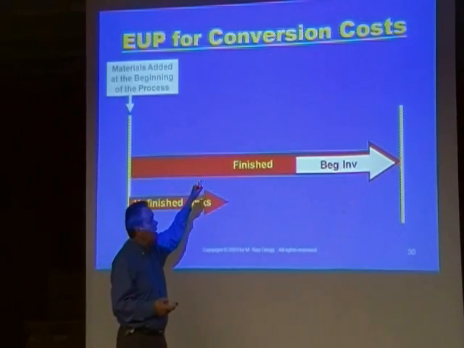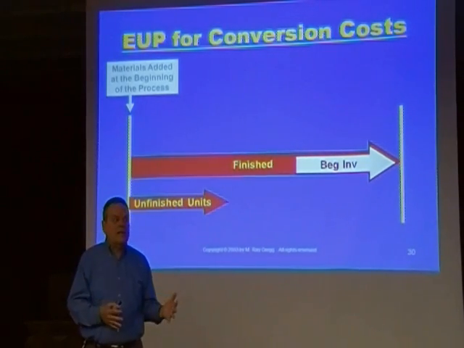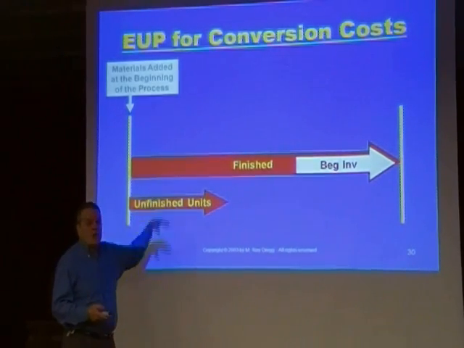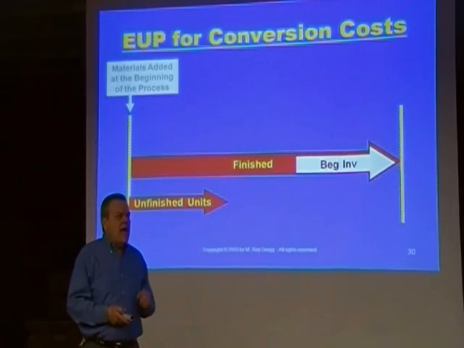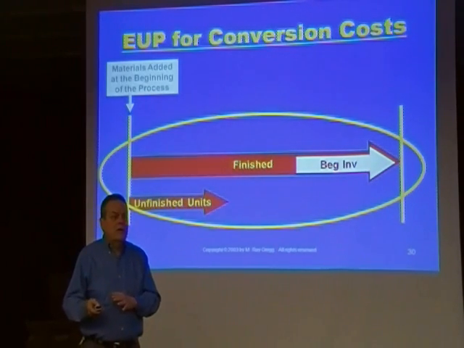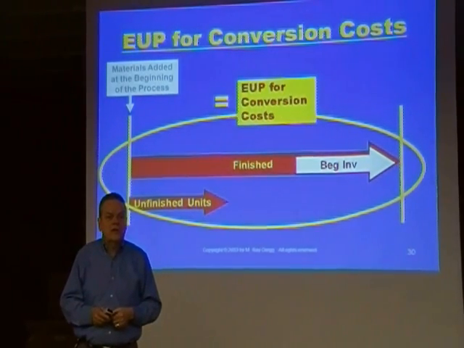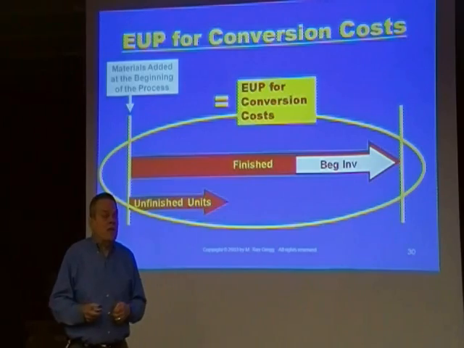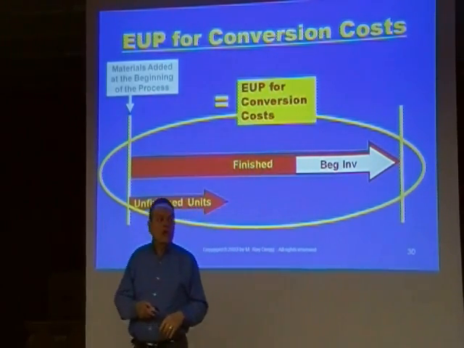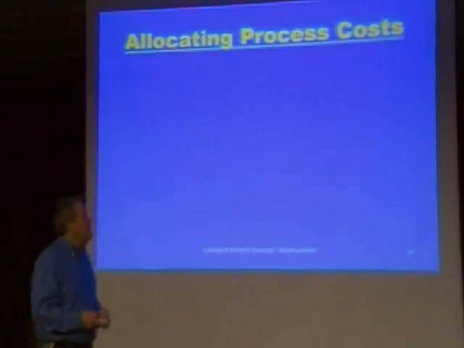Let's take the beginning inventory and lump those costs in with this batch that we've started and completed this month. We also worked on these part way. This represents the total effort we expended this month, and that will be the basis for which we allocate cost. This is called equivalent units of production for conversion cost. It's called the average method because of lumping the beginning inventory in with this second batch. That's where the averaging takes place. That's where it gets its name.